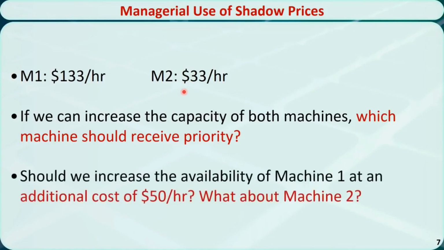Second question, should we increase the availability of machine 1 at an extra cost of $50 per hour? The answer is yes, because $133 is greater than $50. We will still make more money by increasing the availability of machine 1. What about machine 2? The answer is no, because $33 is less than $50. We will lose money and it's not worth it.